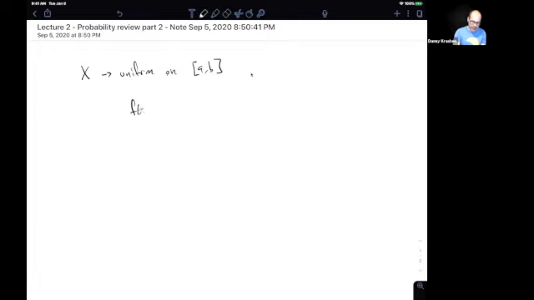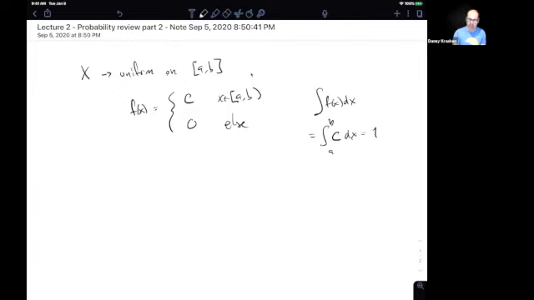So f of x is going to have some constant value c for x in this interval AB. It's going to be 0 otherwise. And you quickly see that because you know that the integral of f of x dx, which is really the integral of c from a to b dx, has to be equal to 1, that tells us that this value of c is actually 1 over b minus a. So we actually have 1 over b minus a, x in AB, and 0 else. This was supposed to be a hard bracket, not that it really matters that much. Okay, and that's the uniform variable.